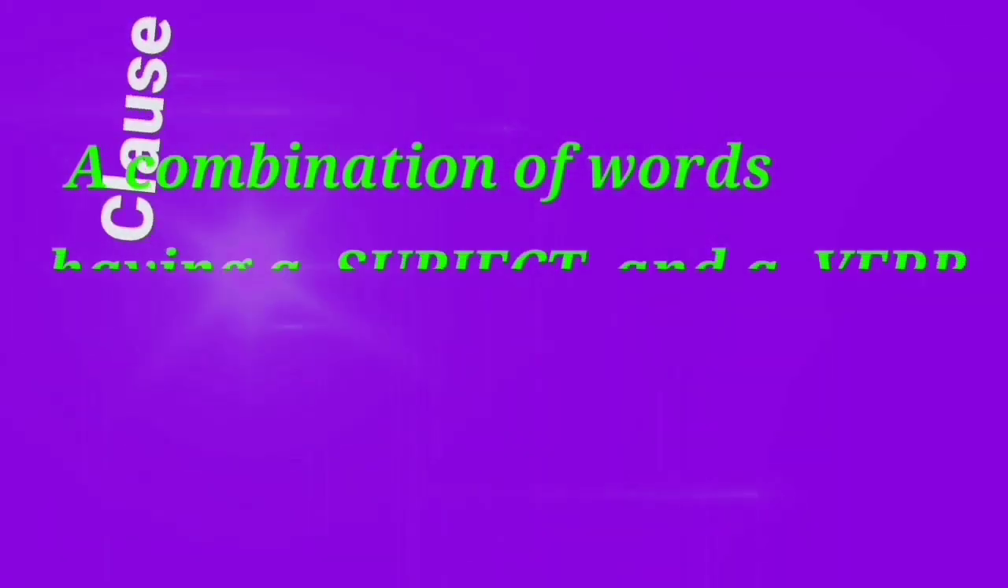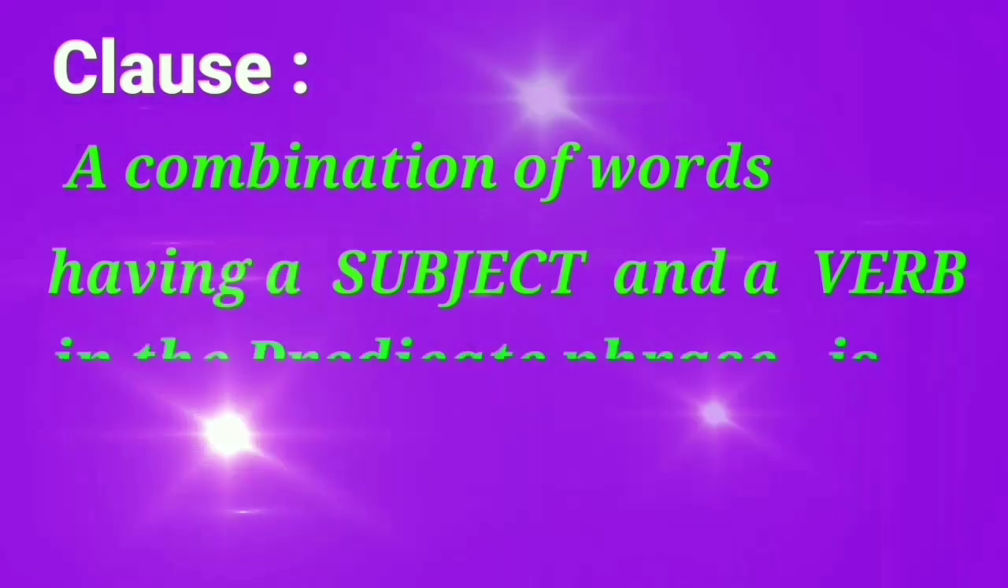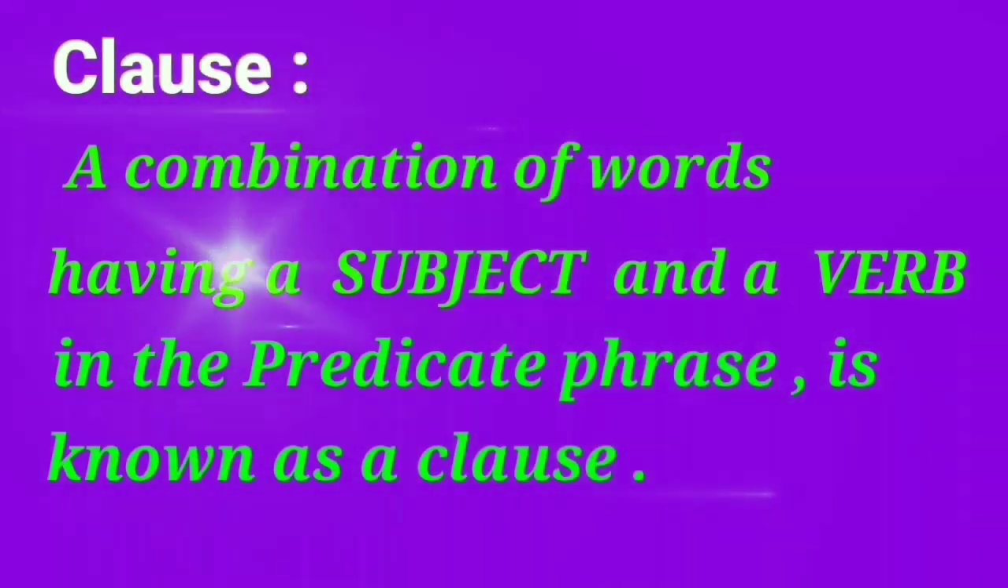A combination of words having a subject and a verb in the predicate phase is called a clause. A clause may be a sentence or a part of a sentence. A simple sentence or a complete sentence has at least one finite clause. Here in this chapter, we are going to read the clause which is a part of a longer sentence.